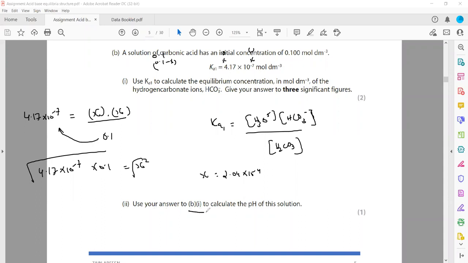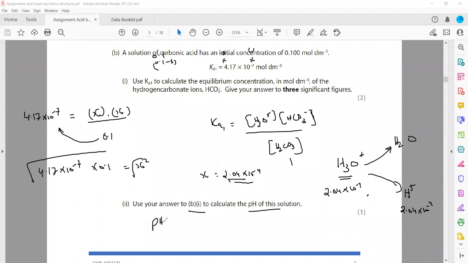Then use your answer in B1, calculate the pH. So how will we calculate the pH? What we assume here is that the concentration of oxonium ion is the same as the concentration of hydrogen carbonate ion. So this will be the same as the concentration of oxonium ion, H3O+. And this oxonium ion dissociates into water and a proton. So the concentration of oxonium ion will be the same as the concentration of hydrogen ion, because the ratio between them is 1:1. So the concentration of hydrogen ion will be 2.04 × 10^-4.